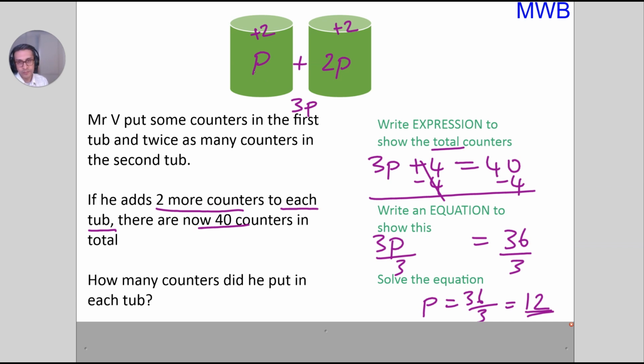So originally P was 12. And so there were 12 in here and 24 in there. So how many counters did you put in each tub? So we do need to write 12 and 24 as our answer.